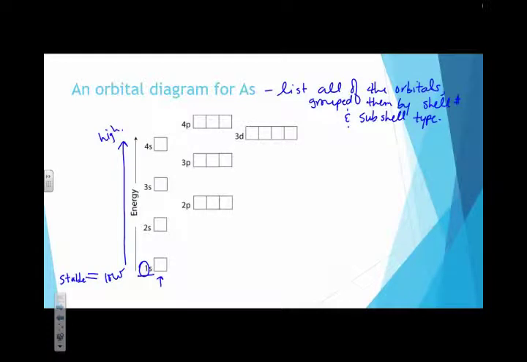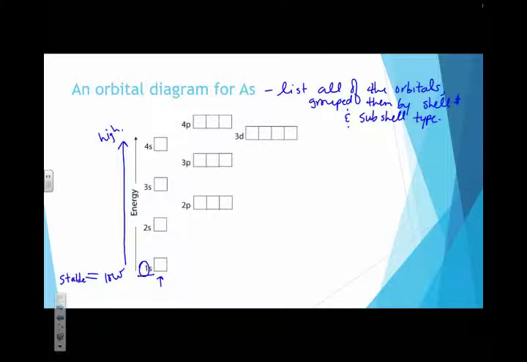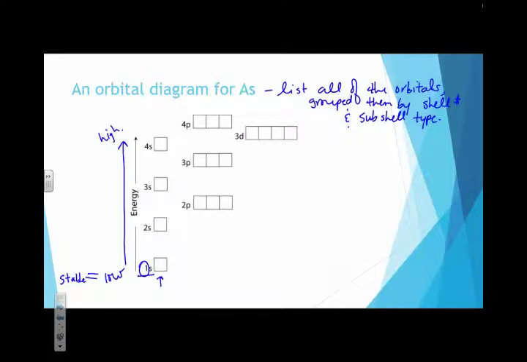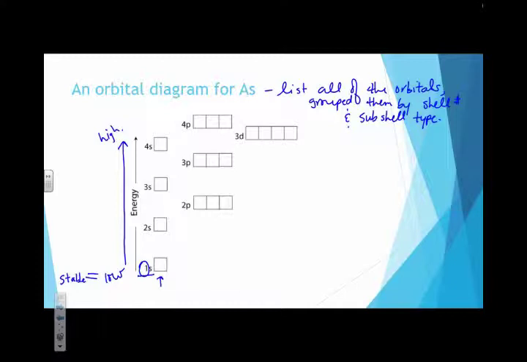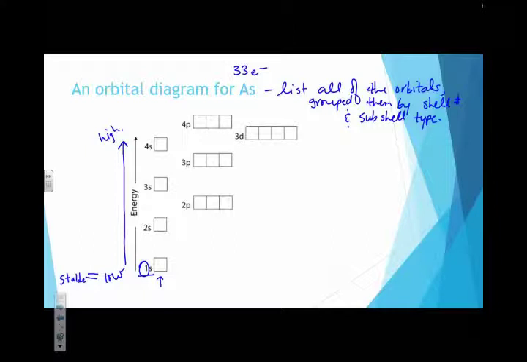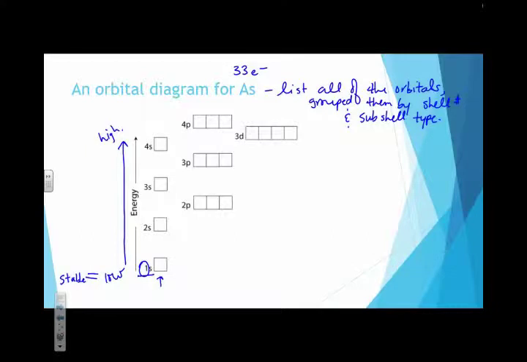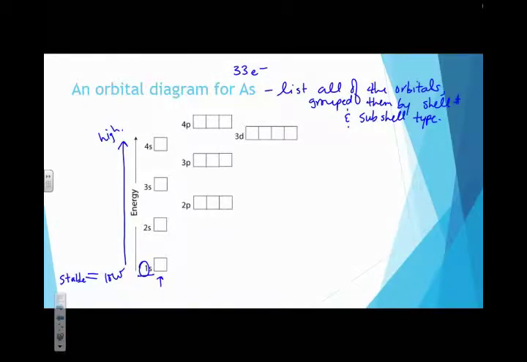If you'll recall, our rules said that we had to put electrons in orbitals that started low and moved high. So for arsenic, when we look at the periodic table, we see that arsenic has 33 electrons. And the orbital diagram, we should be able to put all 33 electrons on this orbital diagram.